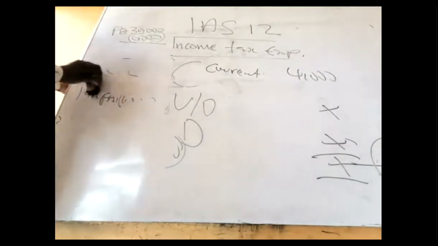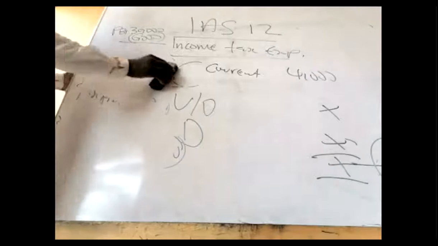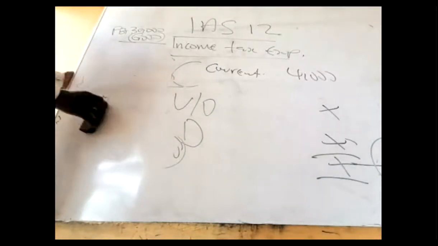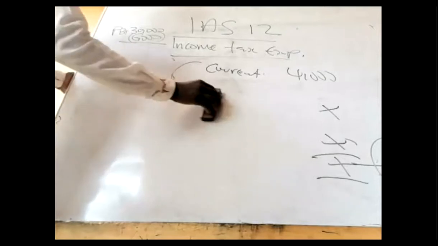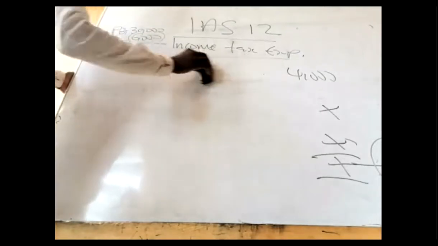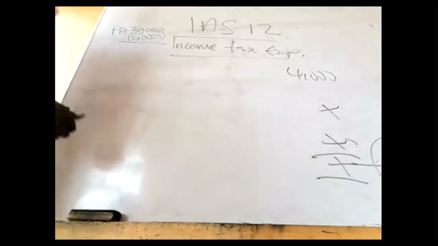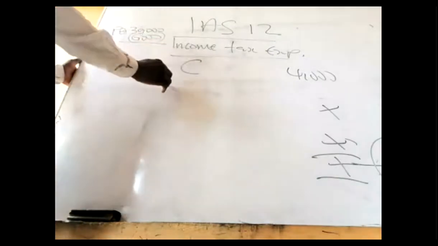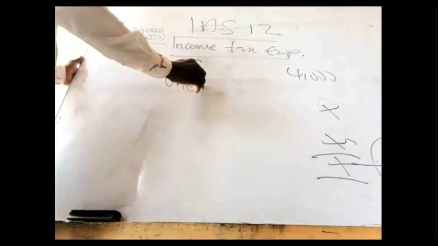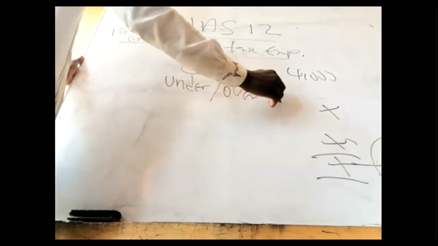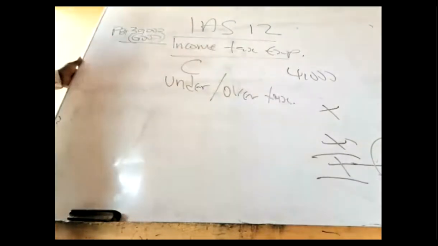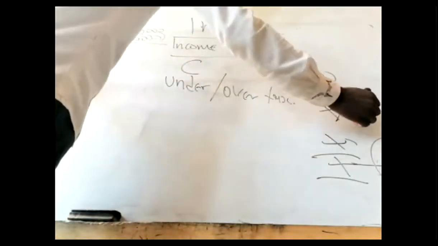Let's go to the U or the O. We call it under or over tax provision. So after the C, we go to under or over tax provision. Under you add, over you subtract.